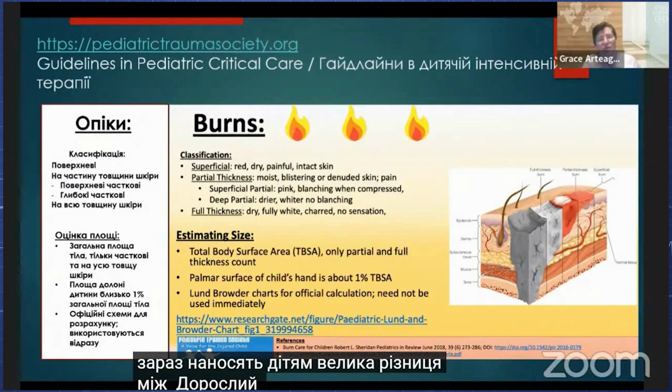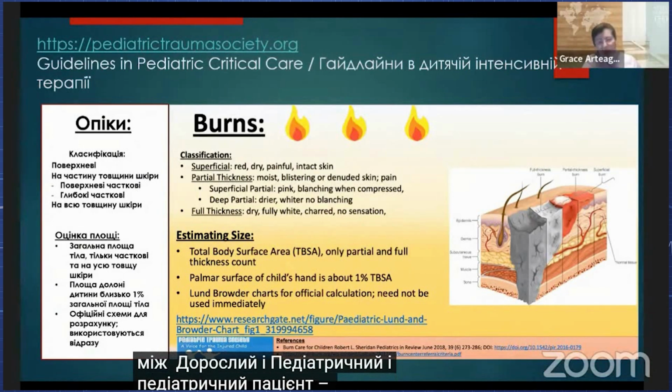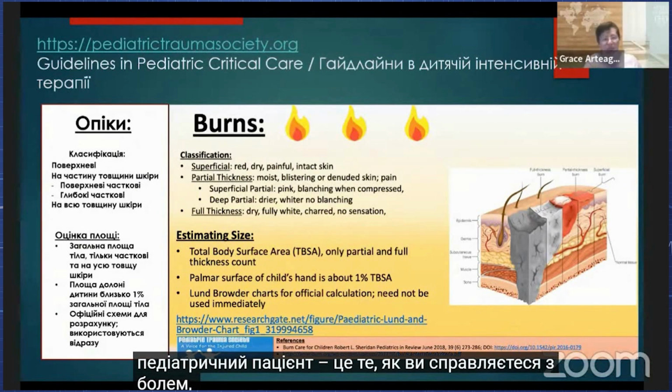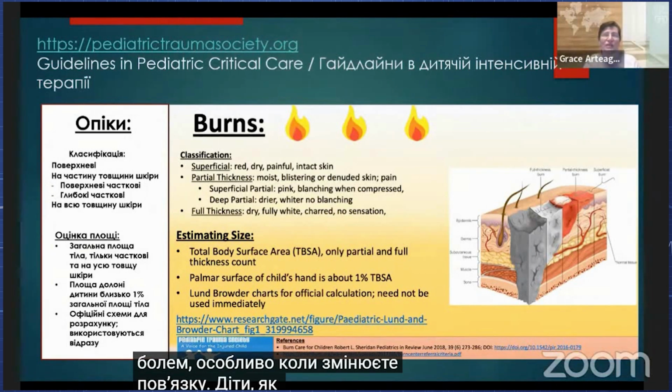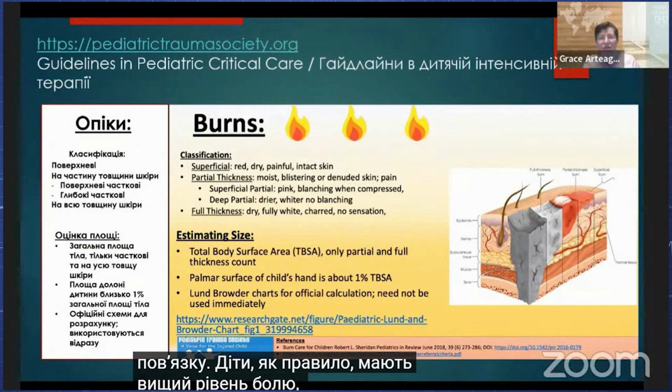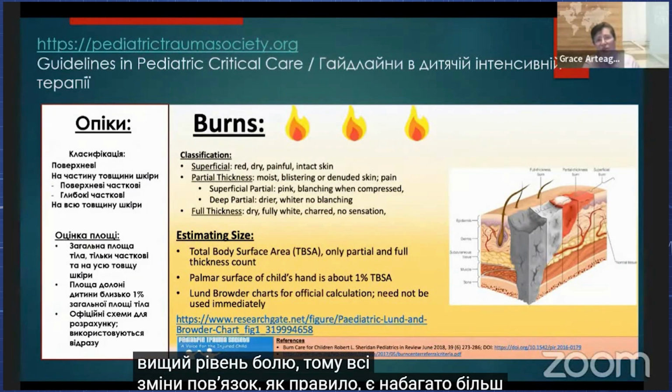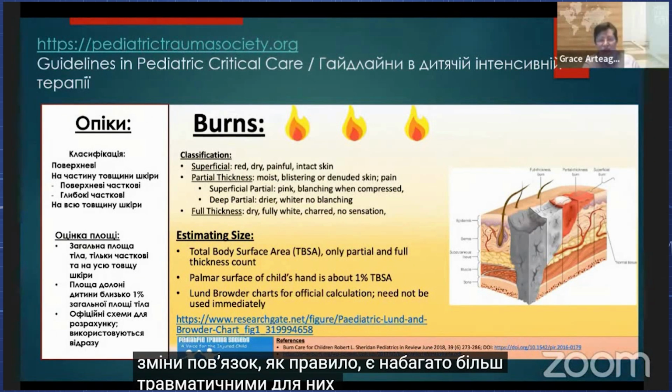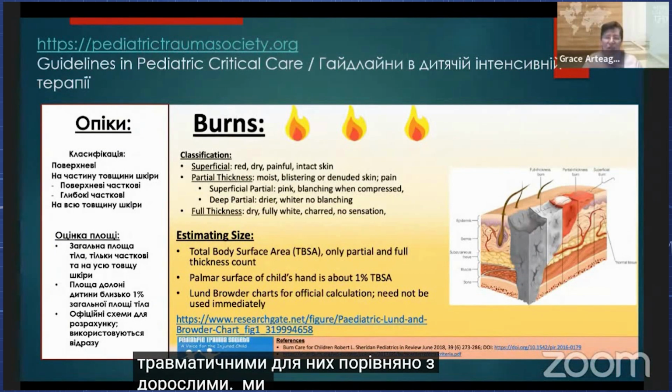Now, the big difference between the adult and pediatric patient is how you manage the pain, particularly when you're changing the dressing. Children tend to have a higher level of pain. So all those dressing changes tend to be a lot more traumatic for them compared to the adult.